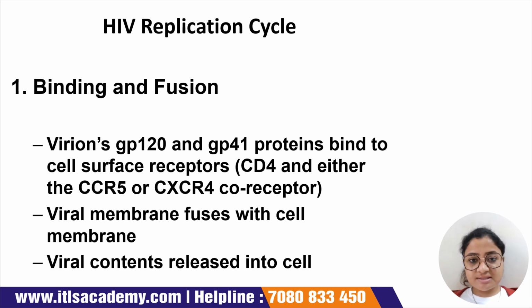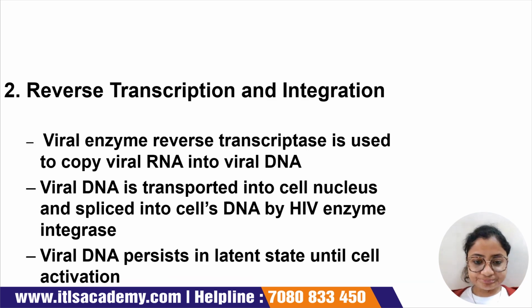So see, there are various steps. Number one will be binding and fusion. Here the virion's GP120 and GP41 proteins will bind to the cell surface receptors. What cell surface receptors? The CD4 plus helper T cells, and that will be either the CCR5 or the CXCR4 co-receptor. Then the viral membrane will fuse with the cell membrane and the viral contents will be released into the cell.